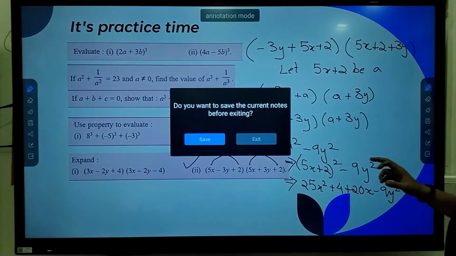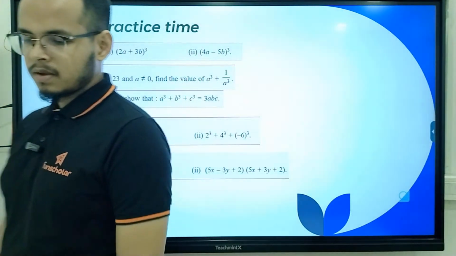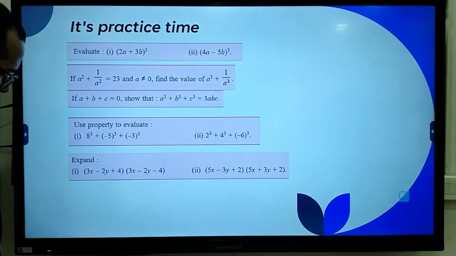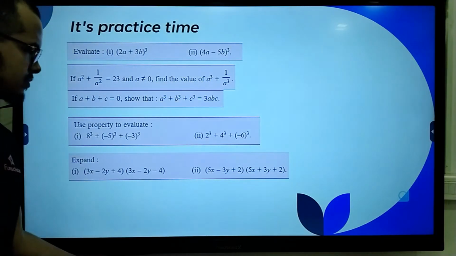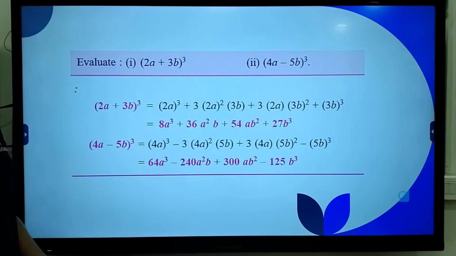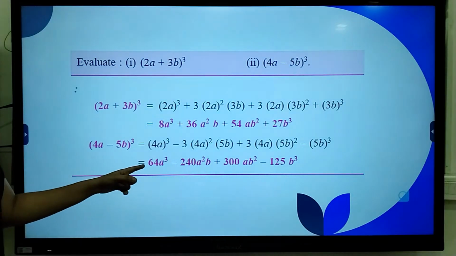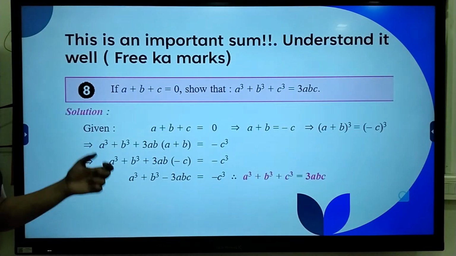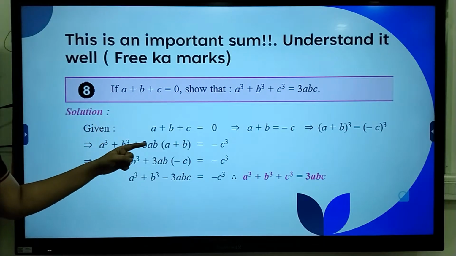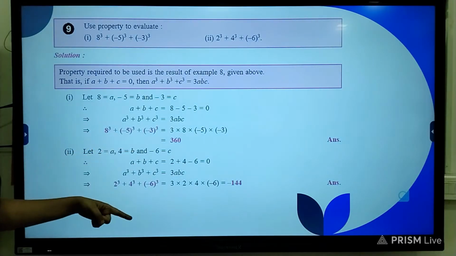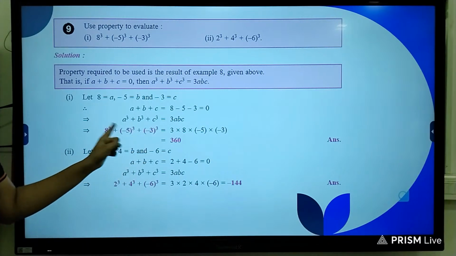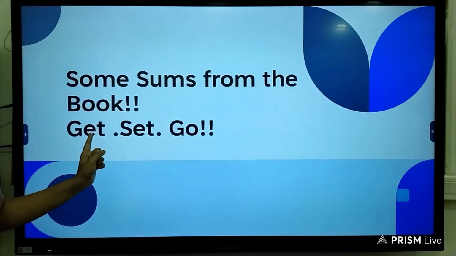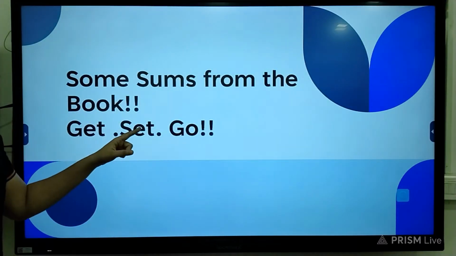Okay, I hope this is done and it's clear. Okay, chalo, let's move forward. And this is the answer of the first two sums. We have already solved this. The answer of the second sum, we've already solved. The third one, we have done it. Fourth one, we have done it. Minus 144 and 360. And the last one, first answer, second answer. Okay, we've done all of this. Now, let's do some sums from the book.